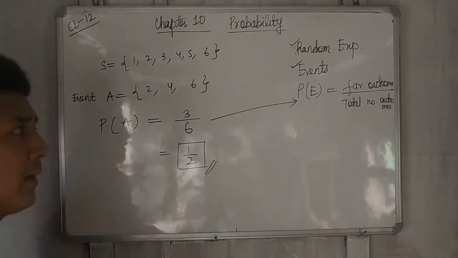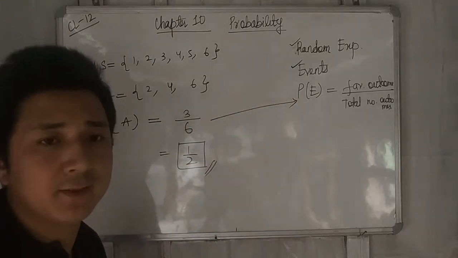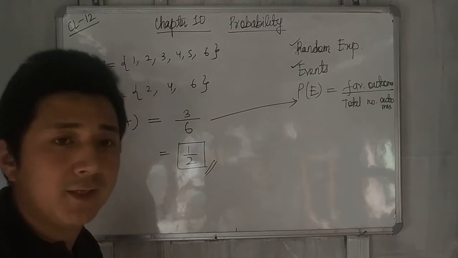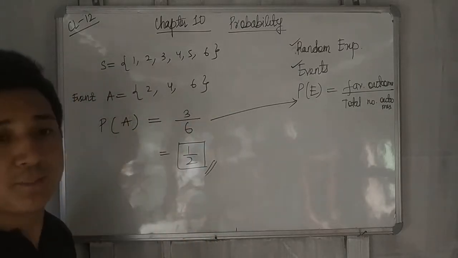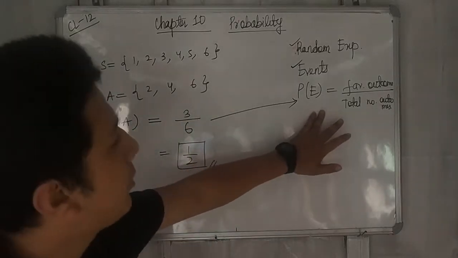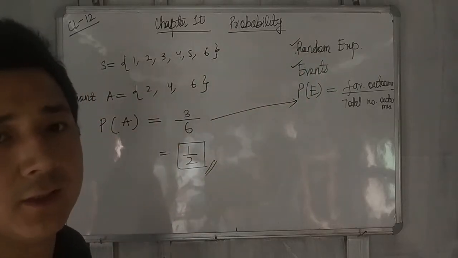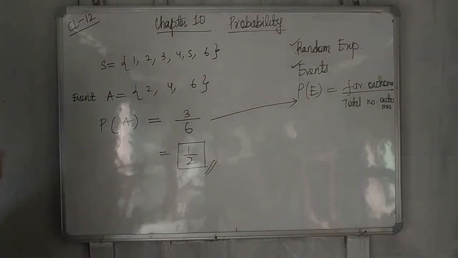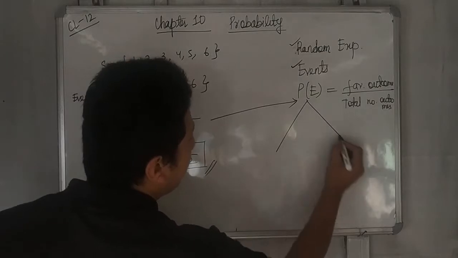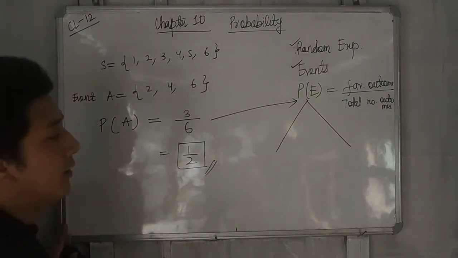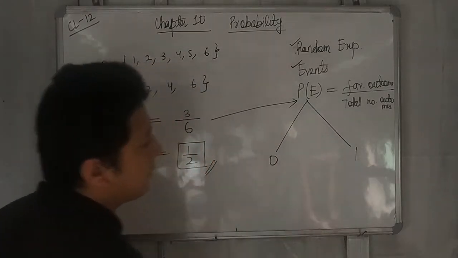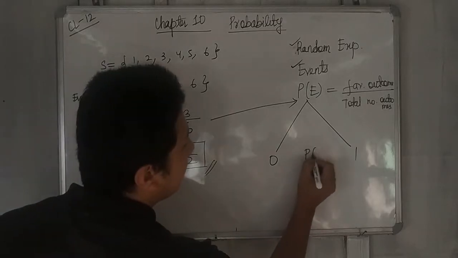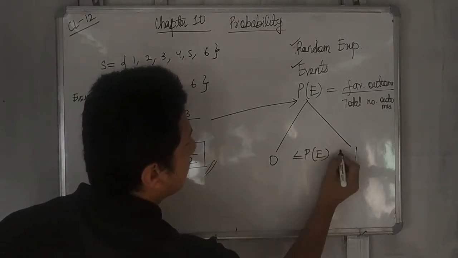So I am sure that you're clear with random experiments, with events, and with sample space. And I hope you're also clear with this definition of probability. Another important thing, please remember that the value for the probability of any event always lies within a certain range.